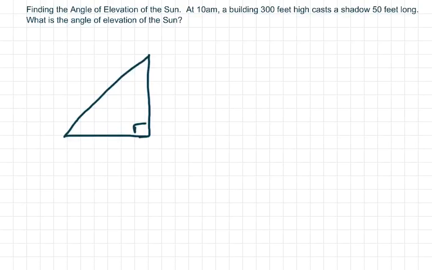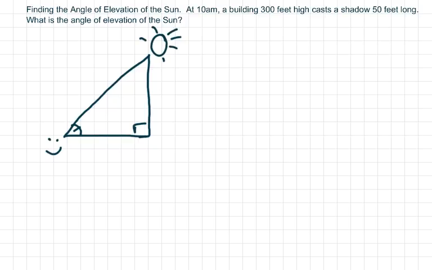Hi everyone, we're going to find the angle of elevation of the sun. Just remember the angle of elevation is when you're looking up. So you're looking up, so it should be here. And so the sun would be here.